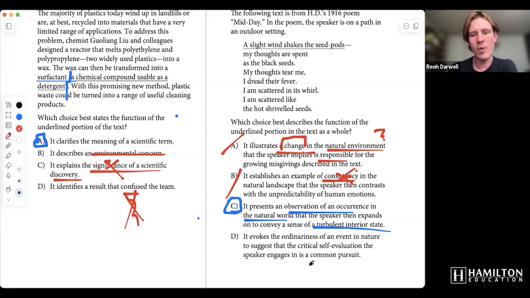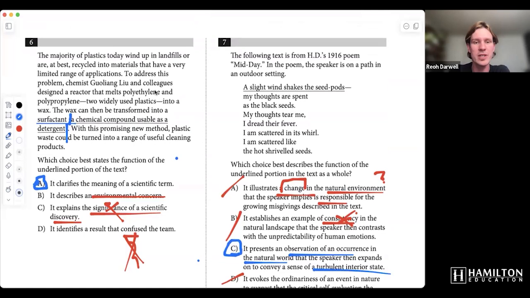Finally, with D, where do we see this common pursuit aspect in this, right? Is this made to be universal? Not according to the text, okay? You have to go by the text solely. They don't say, and like anyone else, I feel like these seeds, right? We don't have anything clearly disclosing that. So that's how we arrive to C for question 7. Make sure you're going only by the text.